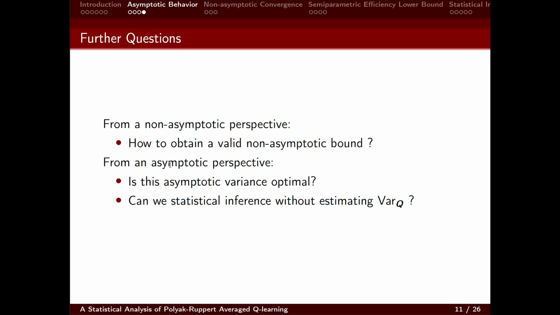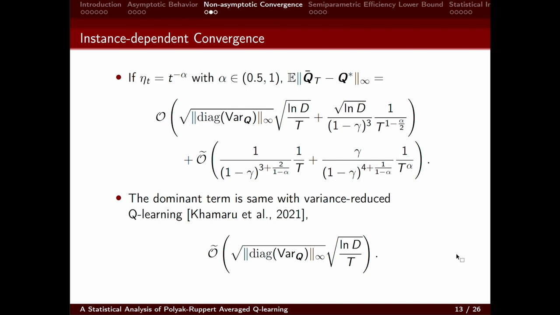Second, from the asymptotic perspective, we want to know whether this asymptotic variance is optimal or not. The last question is, can we do statistical inference without estimating the variance matrix? So we first answer the first question.